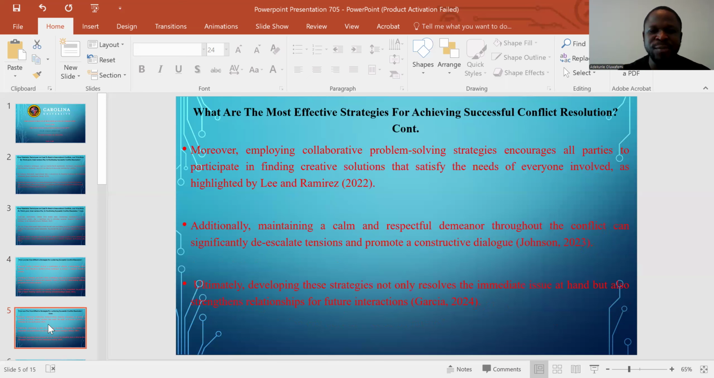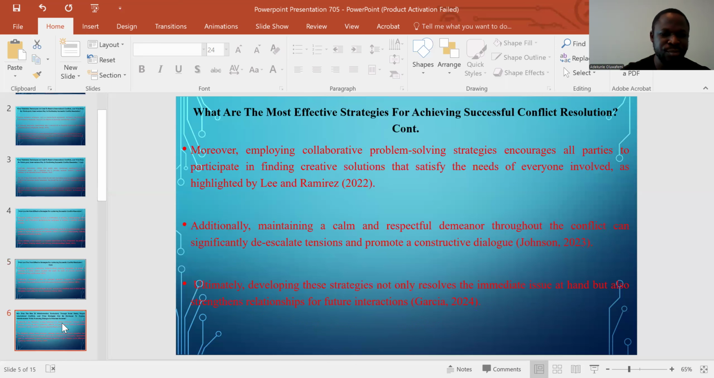Moreover, employing collaborative problem-solving strategies encourages all parties to participate in finding creative solutions that satisfy the needs of everyone involved, as highlighted by Lee and Renzi 2022. Additionally, maintaining a calm and respectful demeanor throughout the conflict can significantly de-escalate tension and promote constructive dialogue. That's very important. Ultimately, developing these strategies not only resolves the immediate issue at hand, but also strengthens relationships for further interaction, cordial relationships in the organization.